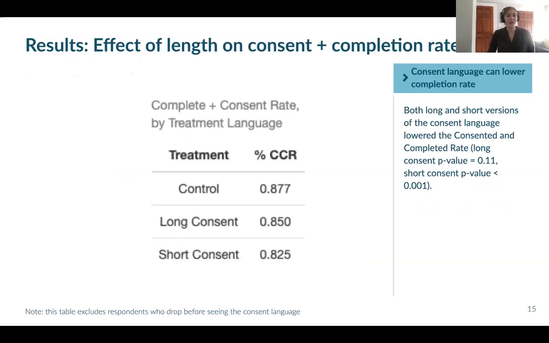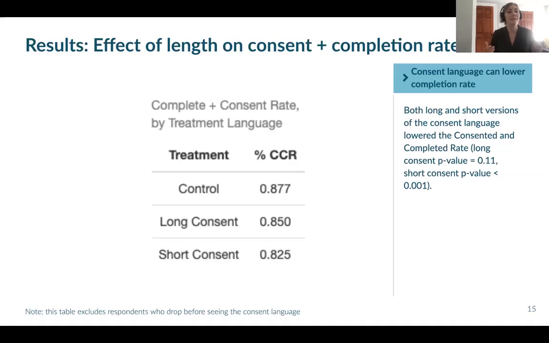All right, so getting towards the end here, but basically what we see in this slide is the effect of the length of the consent language on that consent and completion rate. What we see in the control condition, the consent and completion rate was pretty high, about 88%. Now that drops to 85% in the long condition, and 23% in the short consent language condition.